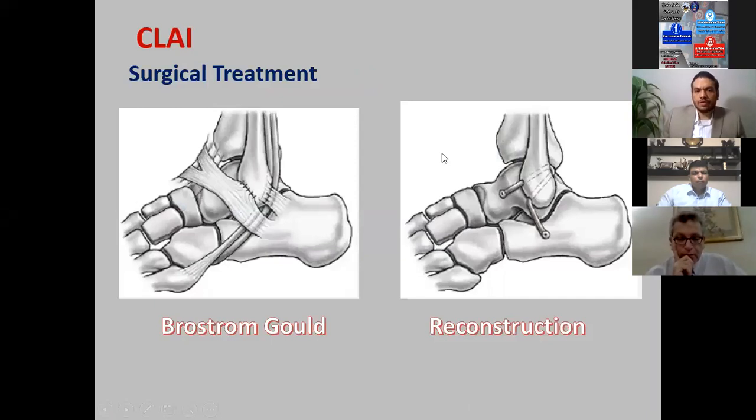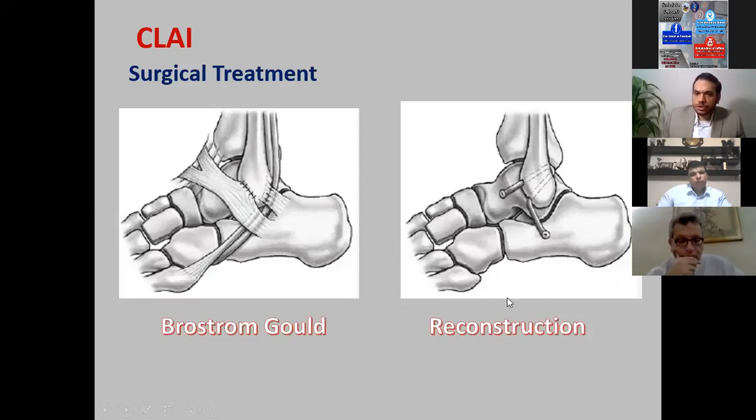So if we have a look at the surgical treatment of chronic lateral ankle instability after failure of conservative measures, we are familiar with the repair techniques. One of the most common is the Broström-Gould surgery, in which there is retightening of the injured ligaments, and in the Gould modification there is augmentation by the extensor retinaculum to augment the repair.